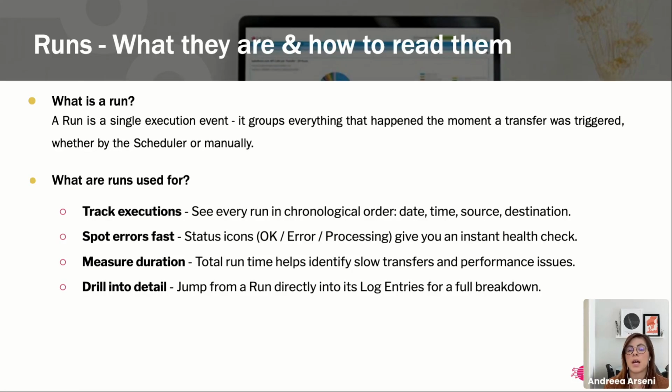Another thing that you can see via a run is a way to measure duration. Any run that you have will also indicate how much time it took. For example, you might transfer customers back and forth, and then you can see in Rapidi that this took 10 minutes, or it took 5 minutes. So then you can definitely see if you have any slow transfers or any performance issues.